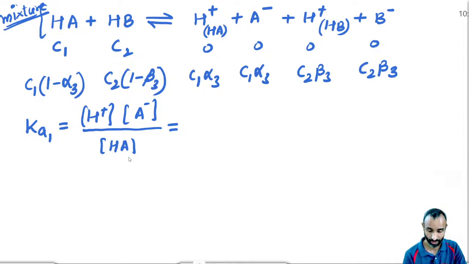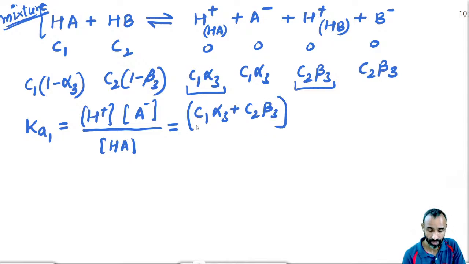I mean to say, H plus ion total in the mixture, C1 alpha 3 from HA and C2 beta 3 from HB, both are added up. Why did we add these? Because here we have to write the total concentration of H plus ion, because both the acids are in the same mixture. So this is the H plus ion concentration.